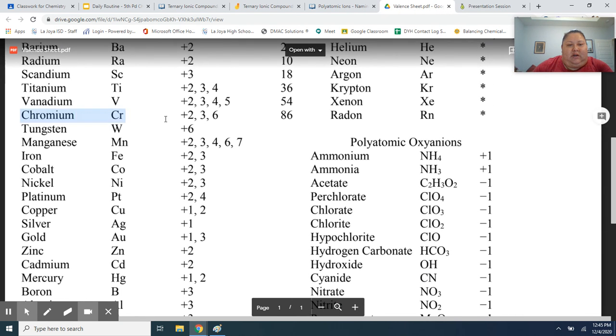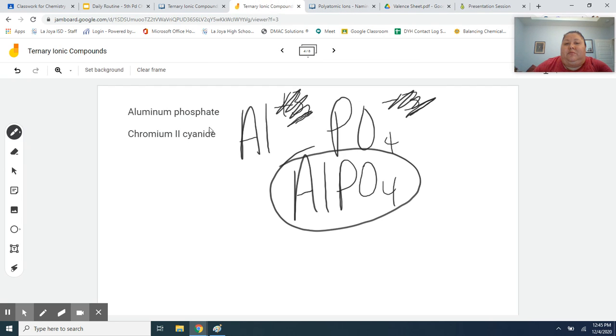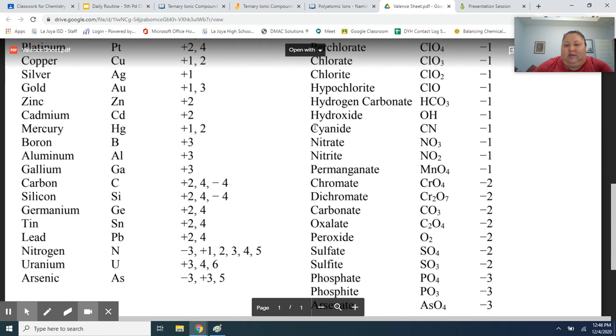For chromium cyanide, what is the formula for chromium? Here it is, Cr, and it can either be +2, +3, or +6. How do I know which one I'm working with? You're going to look at those Roman numbers, guys. This Roman number tells you what your charge is. So for chromium, it's a +2. For cyanide, well, that's a poly. Cyanide is C as in cat, N -1.